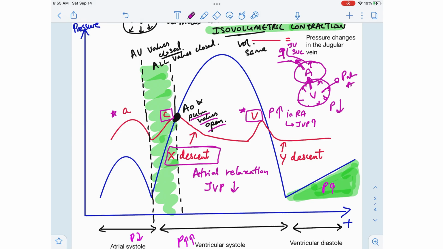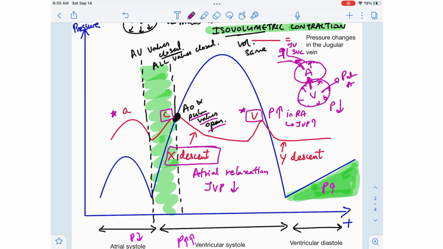Then what is this Y descent? Y descent happens during ventricular filling. As the right atrium pushes blood into the right ventricle, the pressure inside the right atrium will go down, and as a result of that, the pressure in the superior vena cava will also go down, and the jugular venous pressure will also go down.